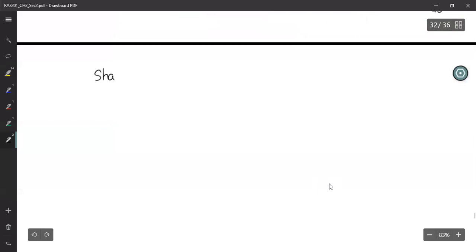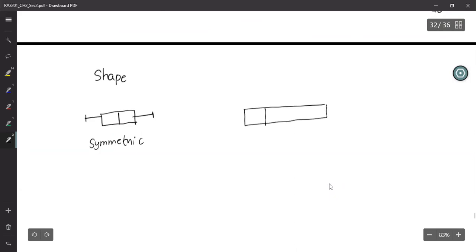The shape. Usually, if you end up with a nice symmetric box with symmetric whiskers, you can say that the data set is symmetric. Usually we look at the box to get an idea about the skewness, something like this. So here's the median, the quartiles, something like this. So this is positive skewness. And in a similar manner, you can end up with negative skewness of the data.